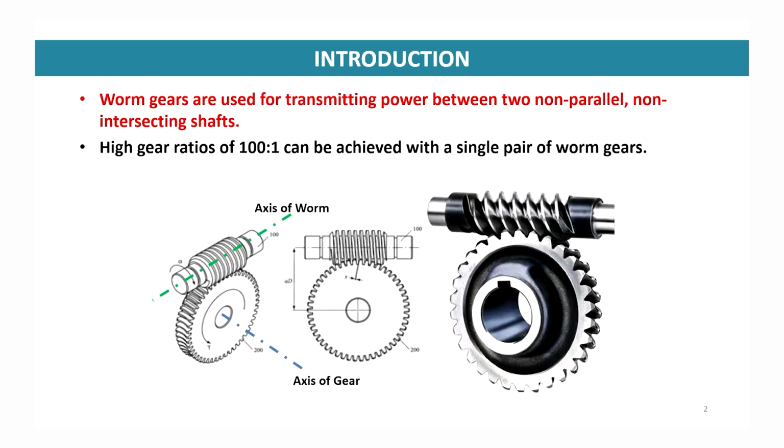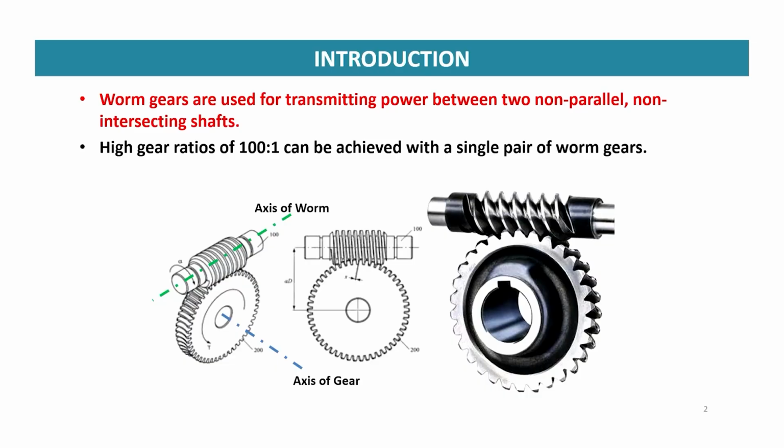We know that worm gears are used to transmit power between two non-parallel and non-intersecting shafts, and in this case a very high velocity ratio can be achieved, up to 100:1 in a single pair of worm gears. But the main problem with this worm and worm gear is that there is an appreciable amount of sliding velocity, and due to that frictional loss there will be a rise in temperature. So we must design the casing with the heat balance also.